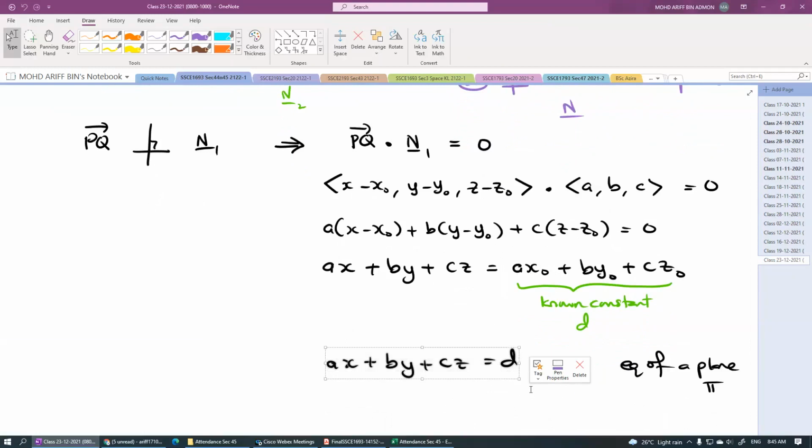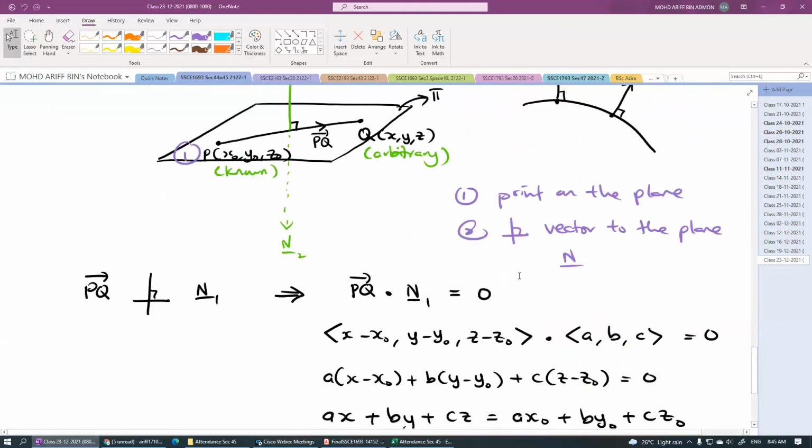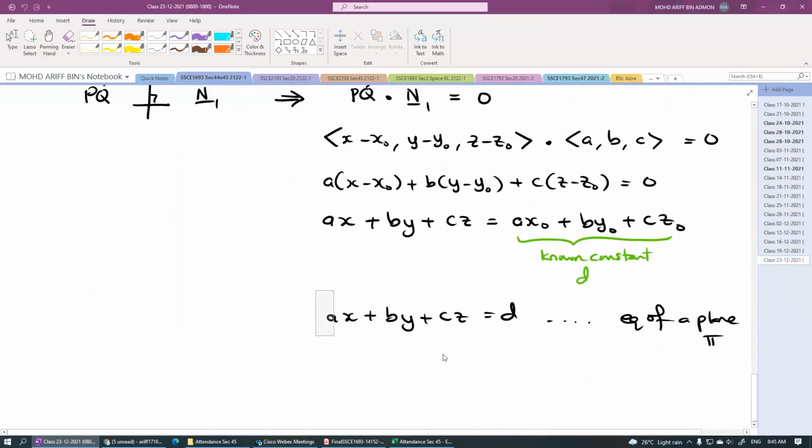If you are having this equation of plane, what is it? Can we get our vector perpendicular to the plane from here? Is it possible? Yes, sir. How? A, B, and C.